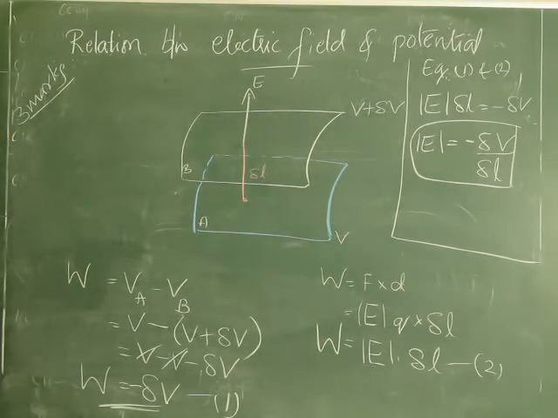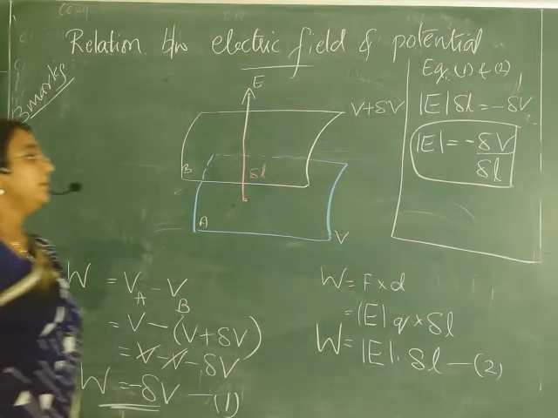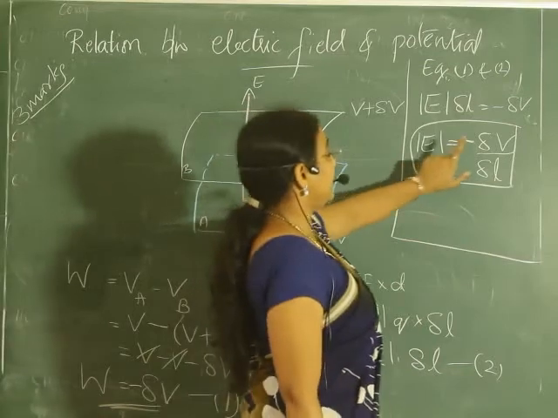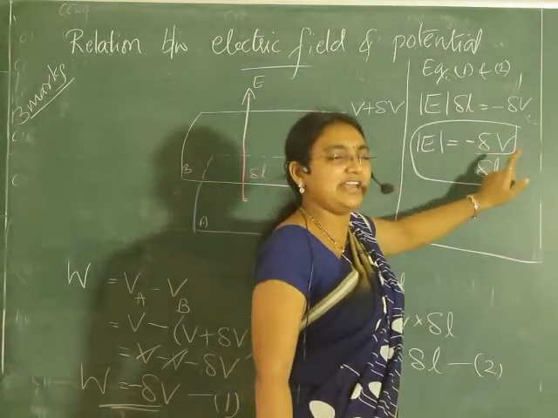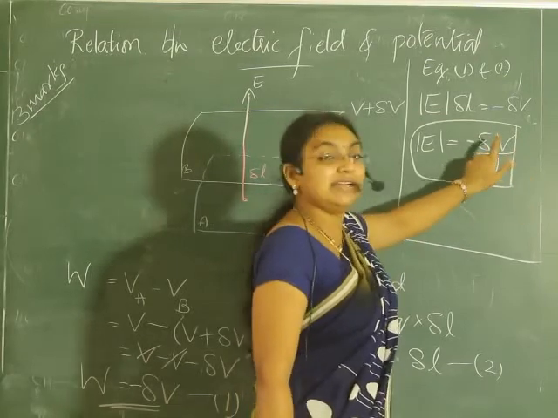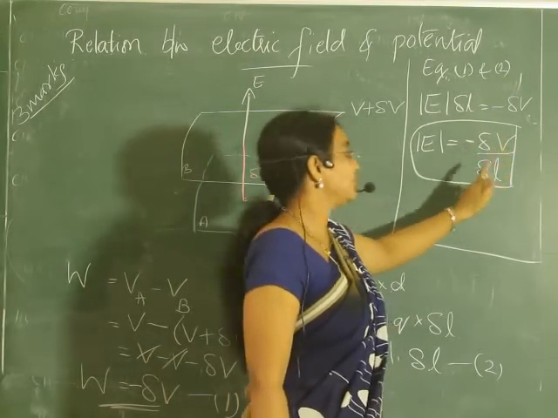What does this negative sign indicate? The negative sign says that the electric field is in the direction in which the potential decreases steepest. The electric field is in the direction in which the potential decreases very rapidly.